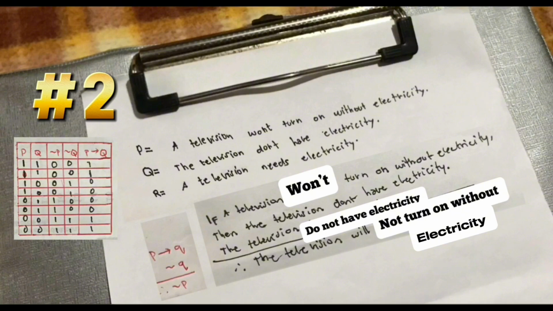Since the P and Q columns are already given, starting with the negation of P, first, 1 and 1 is false. Second, 1 and 1 is false. Third, 1 and 0 is 0. Fourth, 1 and 0 is 0. Fifth, 0 and 1 is 1. Sixth, 0 and 1 is 1. Seventh, 0 and 0 is 1. Eighth, 0 and 0 is 1. Therefore, the example number 2 is valid.